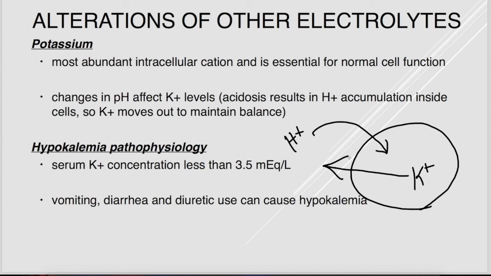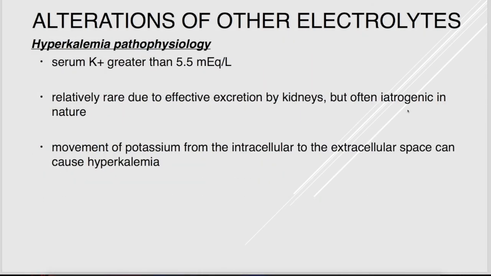Now, let's talk about hypokalemia really quickly. So this is when concentrations of potassium in the blood are less than 3.5 milliequivalents per liter. You see this with vomiting, diarrhea, also diuretics, pretty common causes. So hyperkalemia, serum levels greater than 5.5 milliequivalents per liter. Actually pretty rare because the kidneys are very good at secreting potassium into the urine. So if this happens, it's typically due to mismanagement of medications.